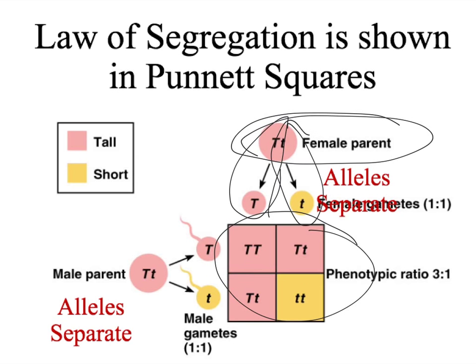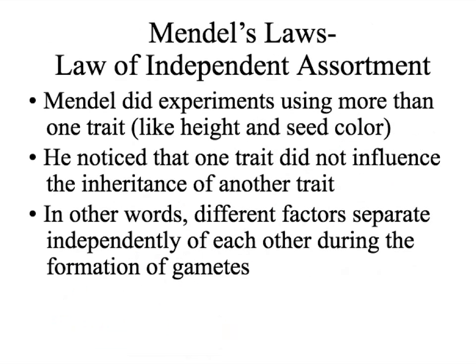So each child, if we look at this one, this child's getting a tall factor from the mother and a tall factor from the father. So we can see how those two alleles are going to separate, and they come in together, and that's really important to understand.